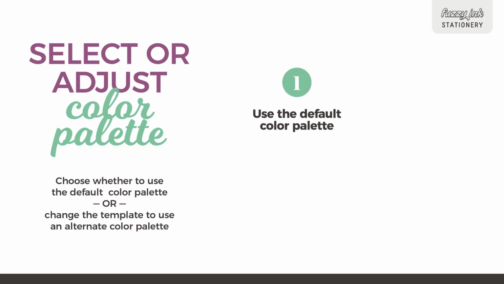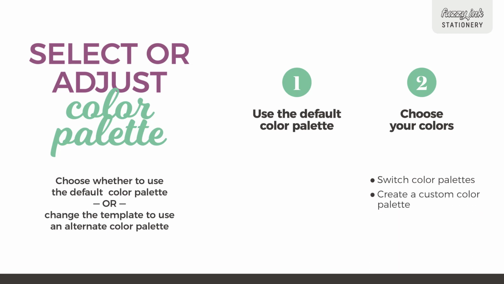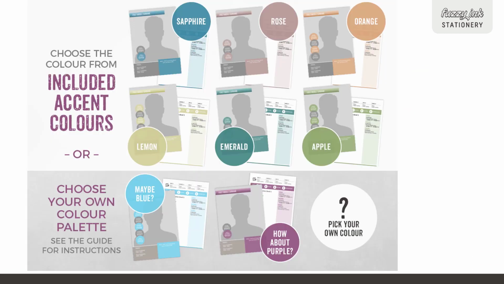Again, we have two options. You can use the default color palette or you can choose your own colors. If you want to choose your own colors, it's either switch to a predefined color palette or create your own. The default color palette is Sapphire, Rose, Orange, Lemon, Emerald, and Apple. And each of the layouts is set up in each of these accent colors, so all you need to do is switch layout to be able to use that color.